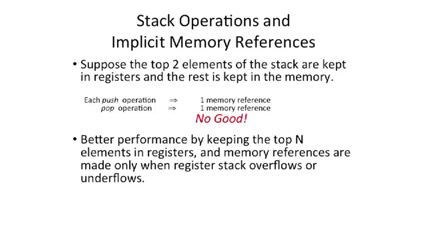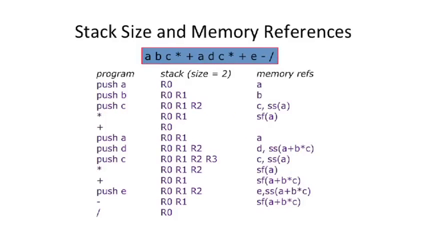So instead of having to do a memory reference basically every single time you do a push or a pop, you do it only when the stack depth gets too large that you can't fit everything on your stack. So let's walk through a brief example here. We have the same expression calculation that we were doing before. And you can see we can do push, push, push, multiply, add, push, push, push, multiply, add, push e, subtract, and then do all the divides at the end.